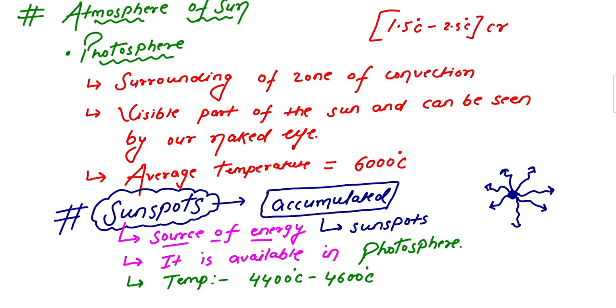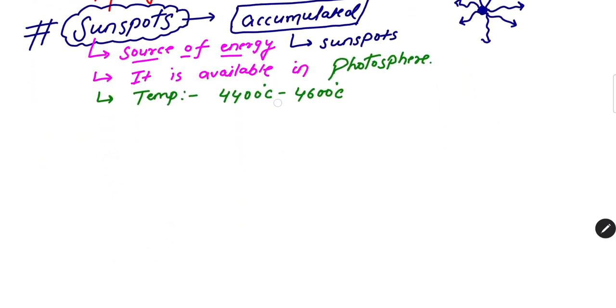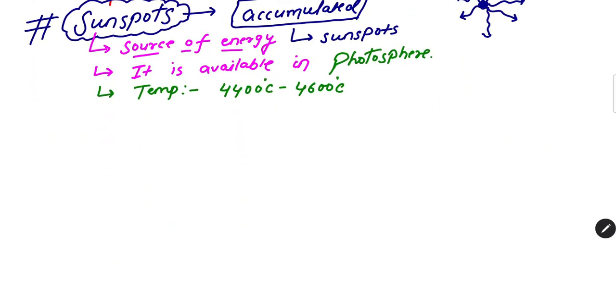Now the question is, sir, what is the life cycle of this sun spot? Like it gets destroyed in a second or it gets destroyed in a month? So no, the life cycle of this sun spot is approximately 11 to 12 years.